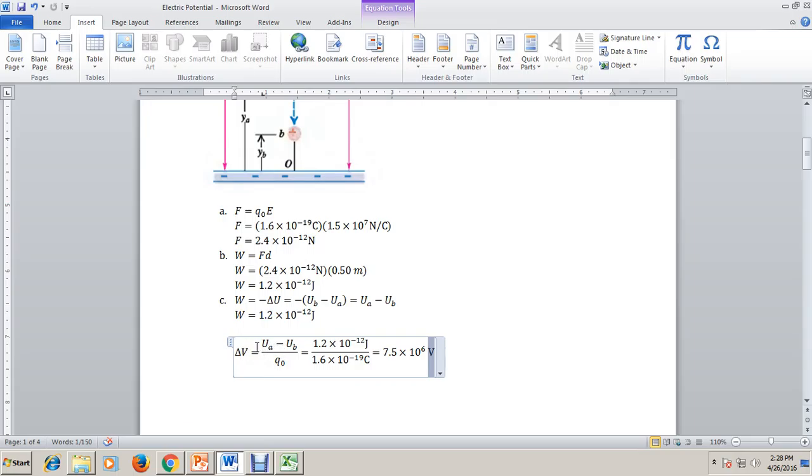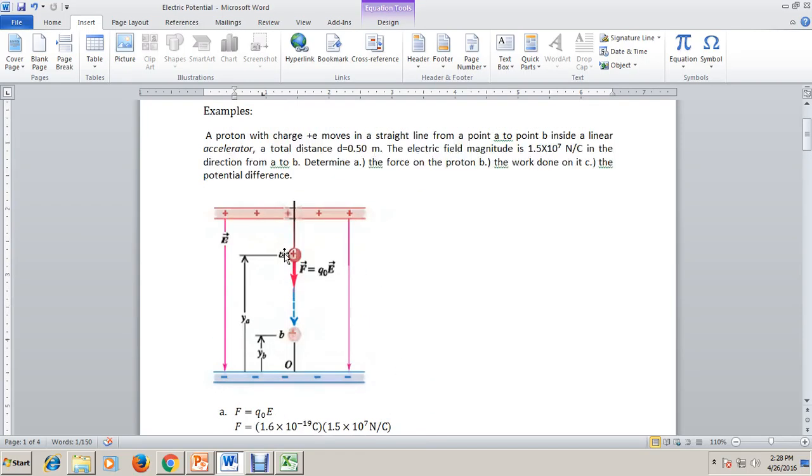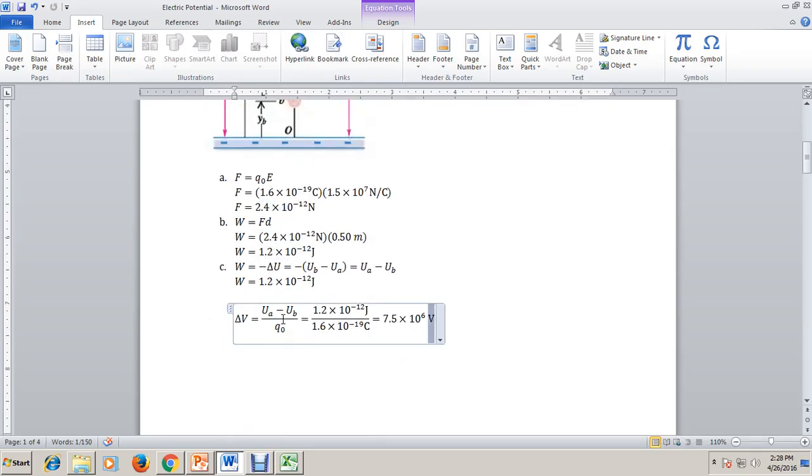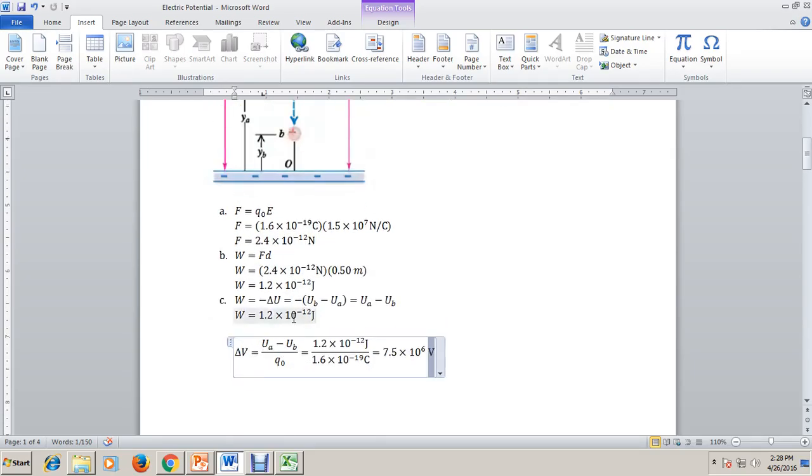Delta V is defined as energy per charge. So the form of the equation here is the energy divided by Q sub O. Now, we are asked to get the difference in potential, so we are subtracting two values, one from A and one from B: U sub A minus U sub B. Of course, we know that U sub A minus U sub B is equal to the work done on the charge in moving the proton from point A to point B. That is already computed, 1.2 times 10 to the negative 12 joules, divided by the charge of the proton, 1.6 times 10 to the negative 19.